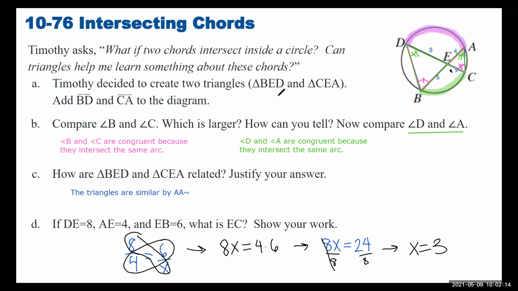So I can put a 3 up here now. What I have here now is all of the sides of these two triangles worked out, and they are proportional to each other. So EC equals 3.